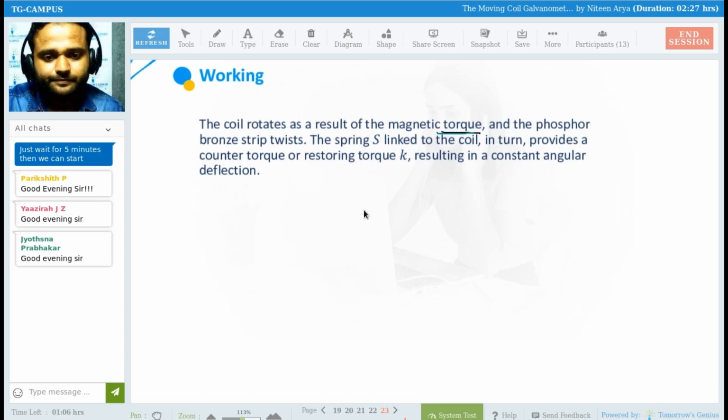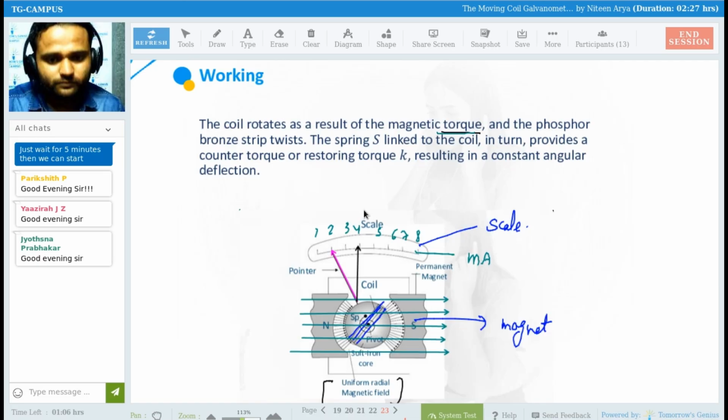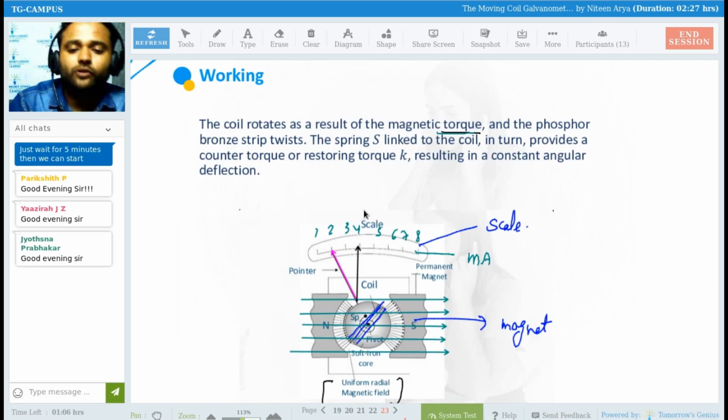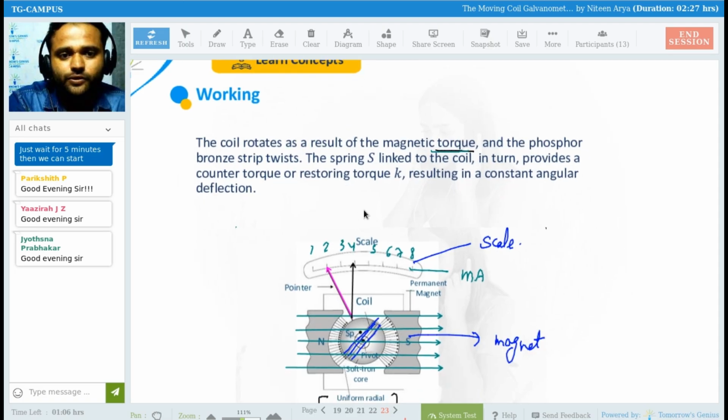Just a minute. So which particular coil is going to rotate? We are talking about this particular coil, which is situated here. So the coil, as a result of the magnetic torque, and the phosphor bronze strips twist. This is your phosphor bronze strip twist. The spring S is linked to the coil. This spring, in turn, provides a counter torque or restoring torque K.